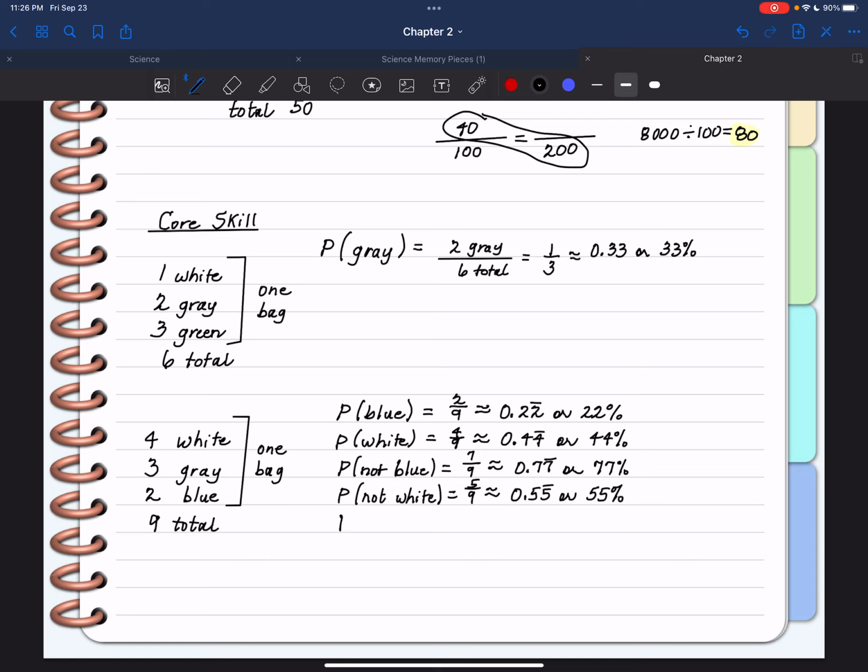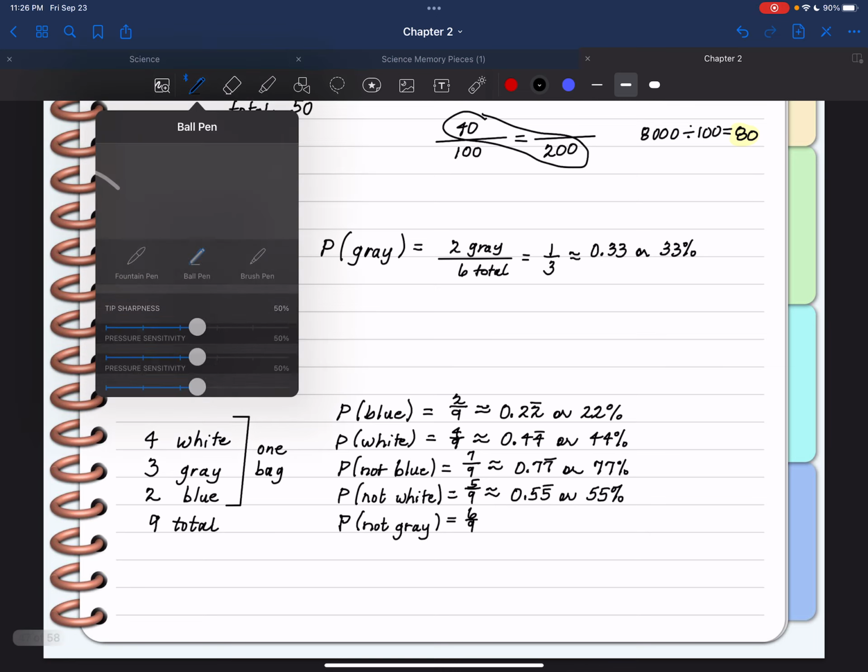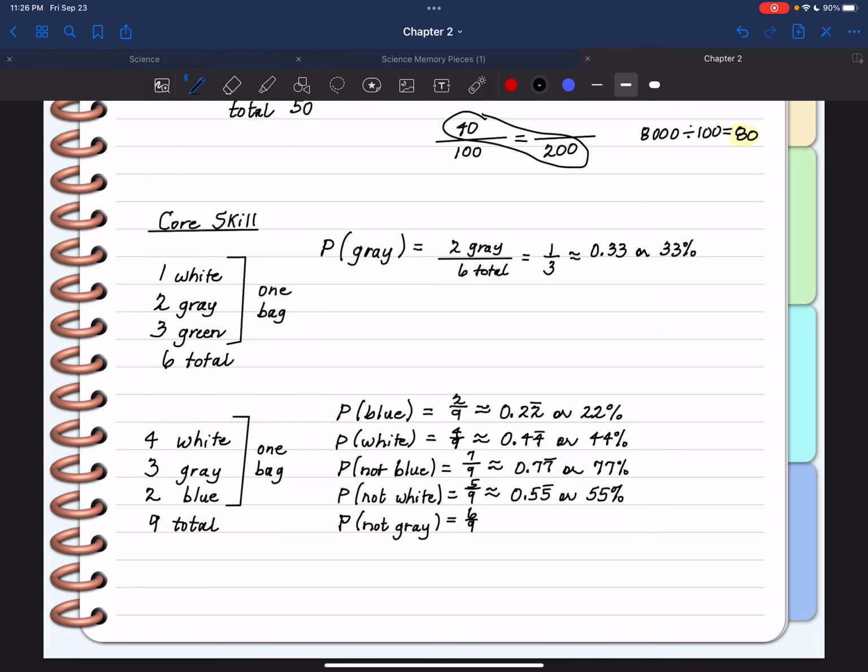And then finally, the probability of not gray. So out of 9 marbles, 6 of them are not gray, right? Yes. So that is approximately 6 out of 9 is 6 repeating, or about 67%. And I see a mistake.